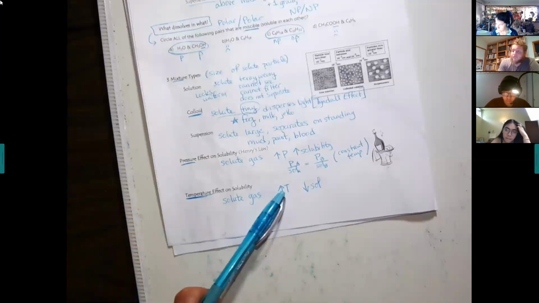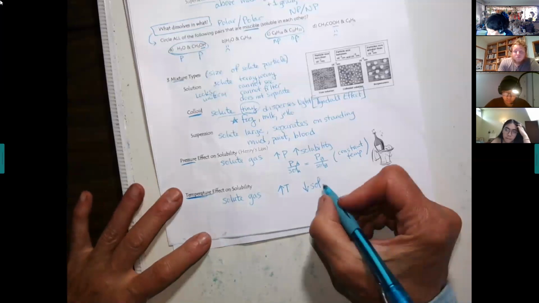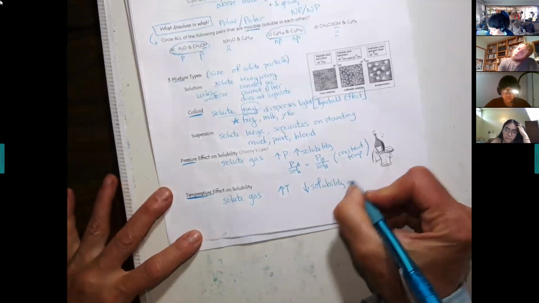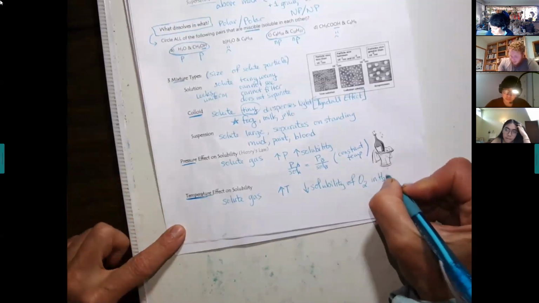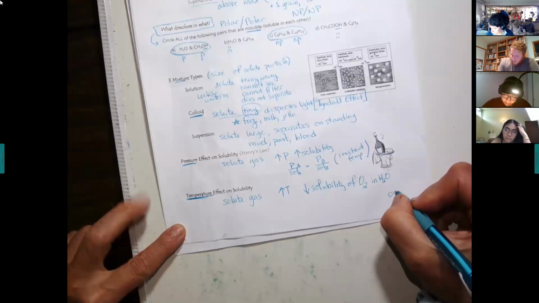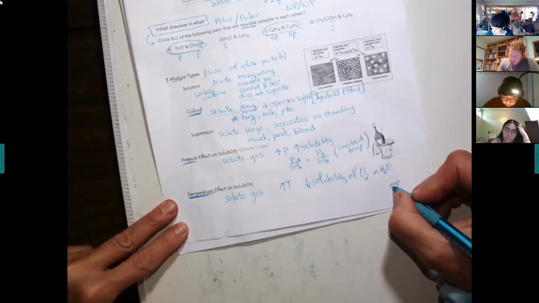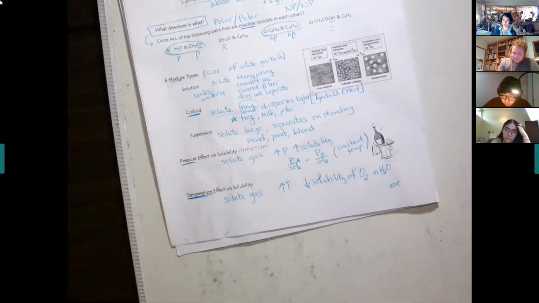This is also one of the problems with global warming. As the temperature increases, we decrease the solubility of oxygen in our water. And that means the fish die. So we have dead fish. So you can draw a dead fish. Our fish are dead.